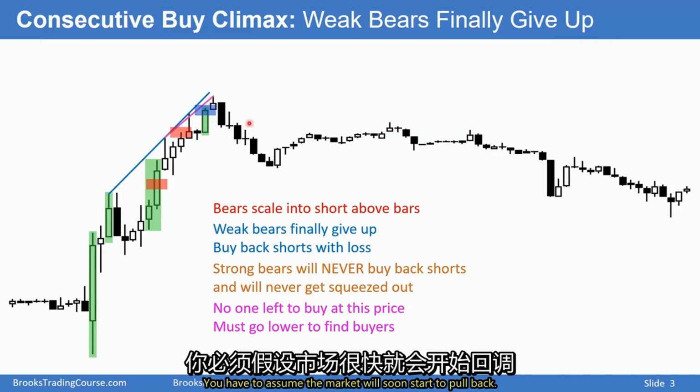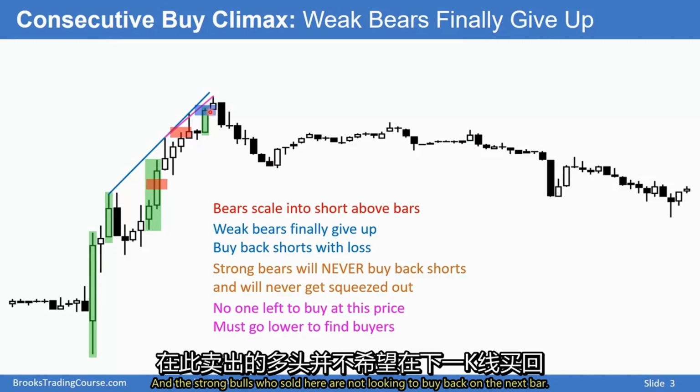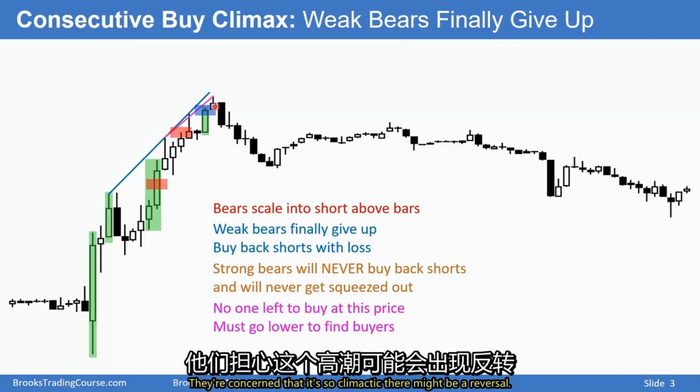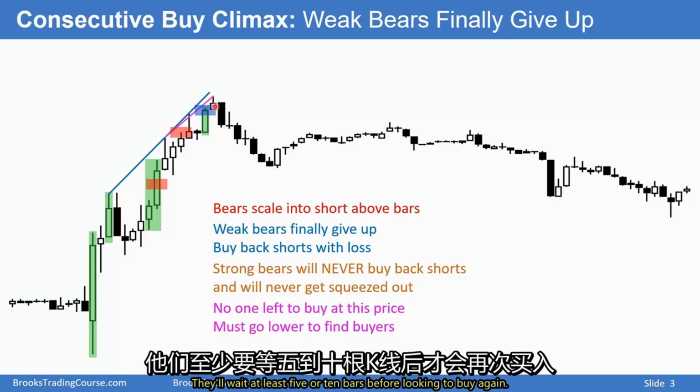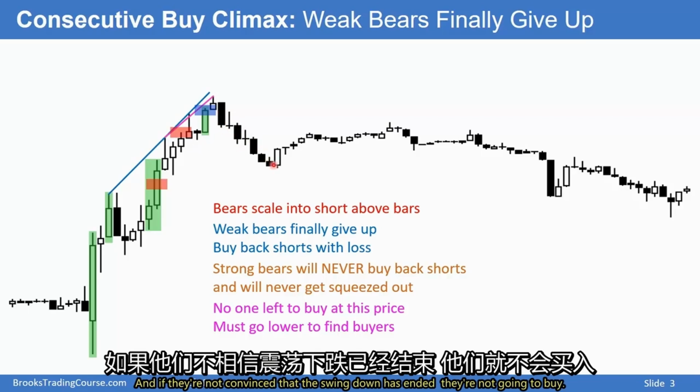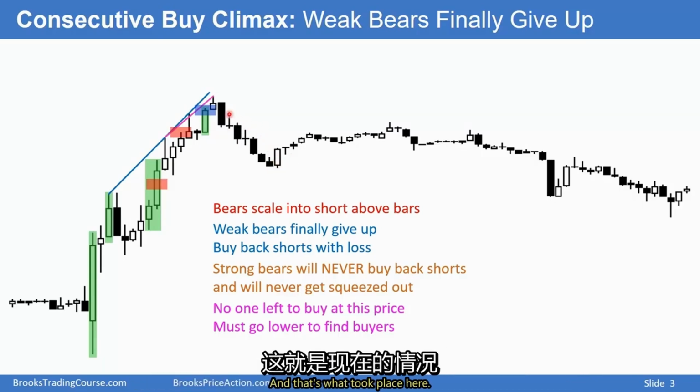You have to assume the market will soon start to pull back. And the strong bulls who sold here are not looking to buy back on the next bar. They're concerned that it's so climactic there might be a reversal. They'll wait at least 5 or 10 bars before looking to buy again. And if they're not convinced that the swing down has ended, they're not going to buy. And that's what took place here.